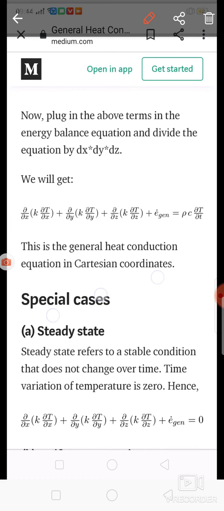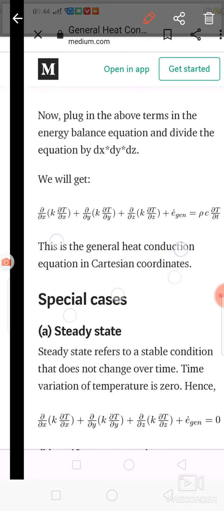So in the first case, we have to consider the steady state. Unsteady state means the temperature changes with respect to time. Steady state means the temperature does not change with respect to time, that is, ∂T/∂t, the partial derivative of capital T with respect to small t, is equal to 0.